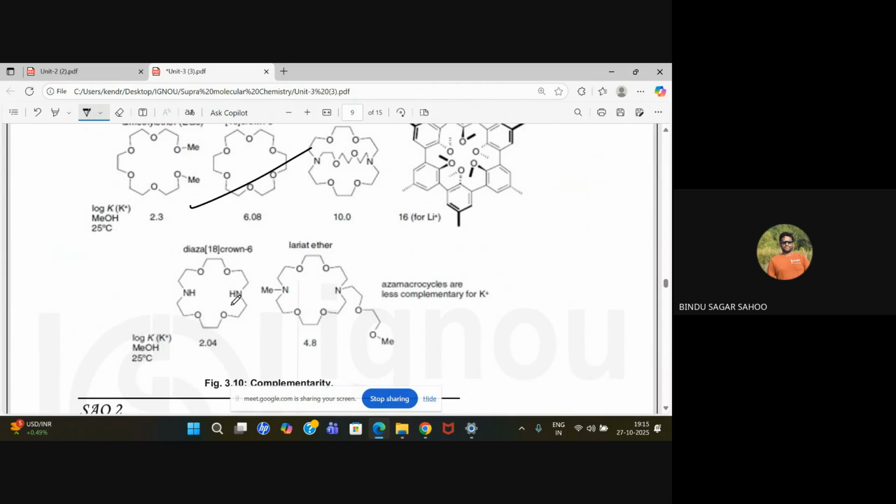Here you can check the diaza-18-crown-6 complex, and you can take the lariat ether complex. So here the K value will be 2.04, and then here the K value will be 4.8. So the aza macrocycle complex will be less complementary for the K plus ion, and this one will be suitable for the K plus ion.